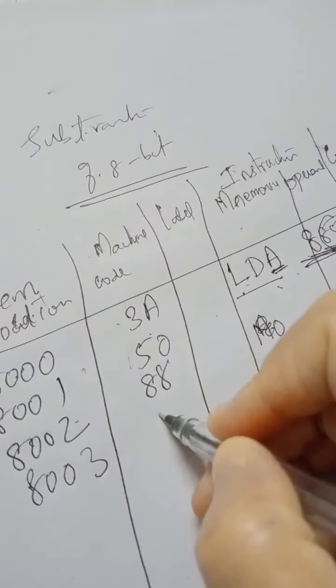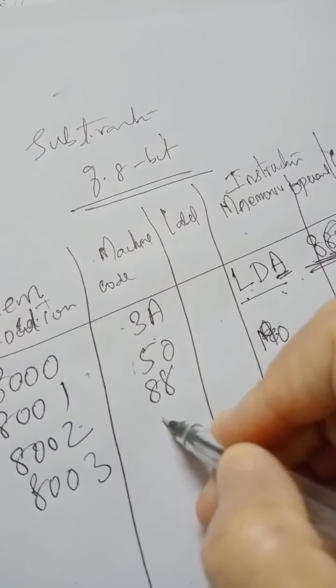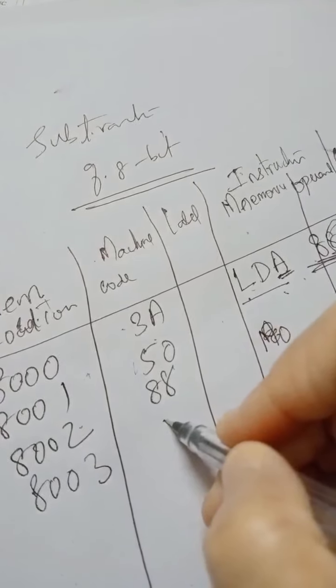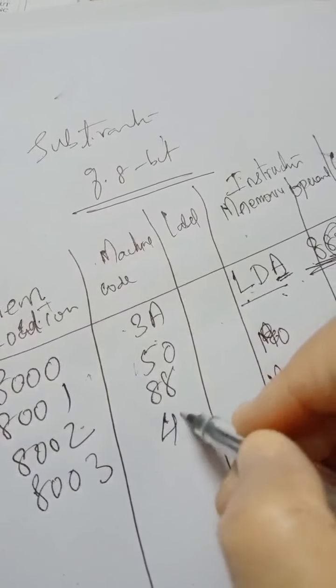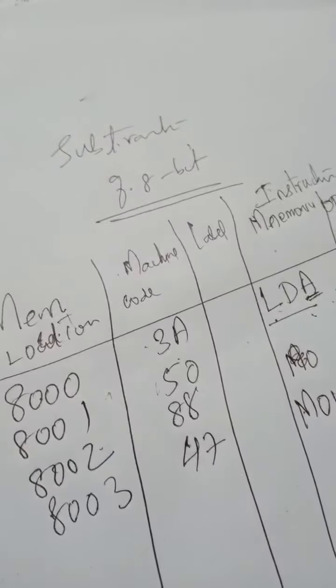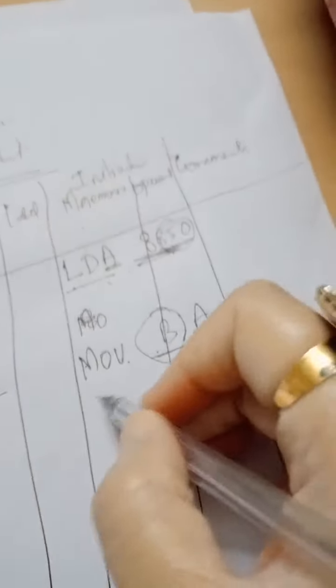8003. We are loading now. What is the code? 47. It is only a 1-byte instruction. 47 means it is only 1 byte.